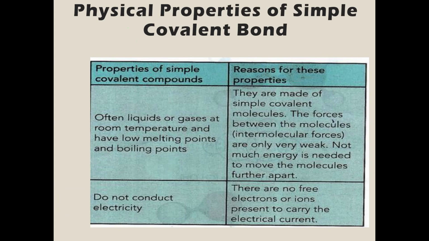Molecules with simple covalent bonds don't conduct electricity because there are no free electrons or ions. For electrical current to be conducted, there is a need for free electrons or ions, which allow the electric current to move. So the properties of simple covalent substances are that they usually exist as liquids and gases at room temperature, and they don't conduct electricity.